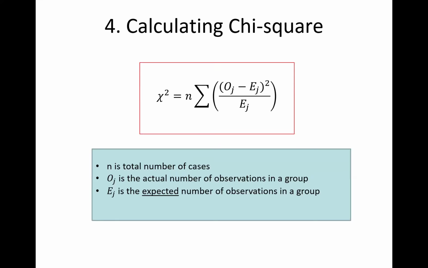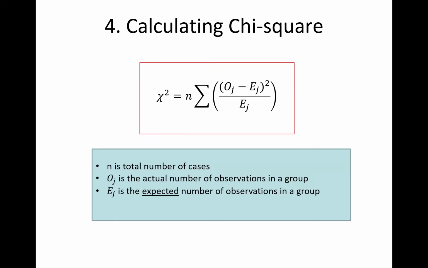The thing is going to be figuring out what that expected value is. But you take those deviations, you square them, you divide them by the expected value, and this is for each category, and you sum that. So we've got 2 categories. We're going to have 2 terms that we sum. And then you multiply that by the total number of cases.